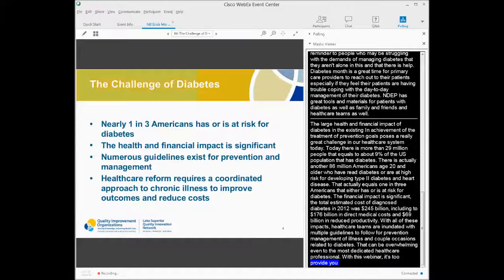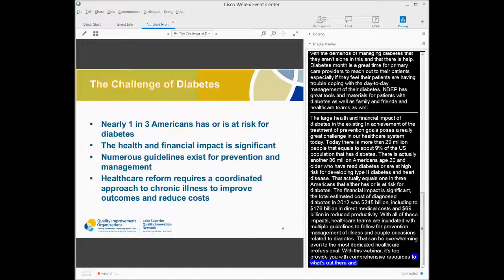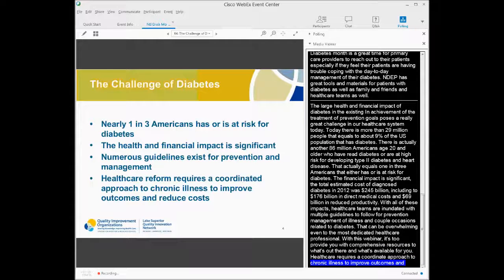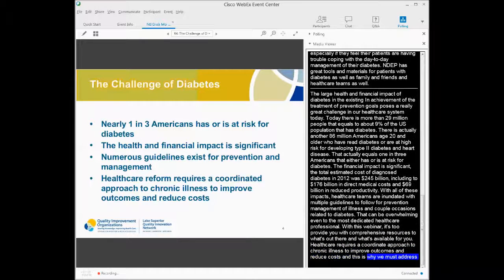Healthcare reform requires a coordinated approach to chronic illness to improve outcomes and reduce costs, and this is why we must address ongoing diabetes primary prevention efforts to promote the benefits of therapy to delay or prevent the disease.